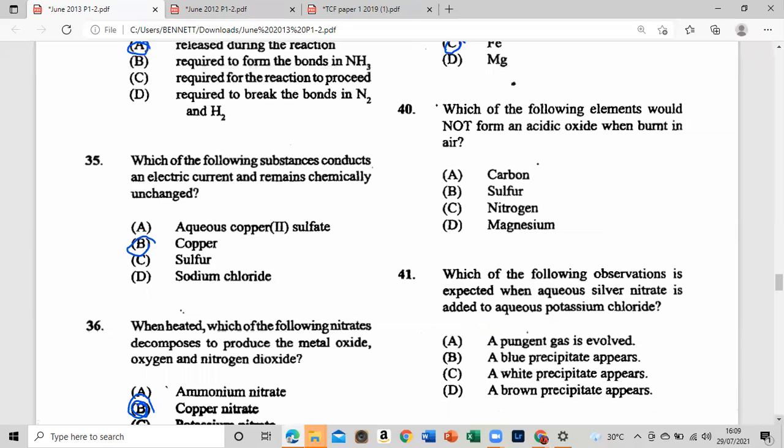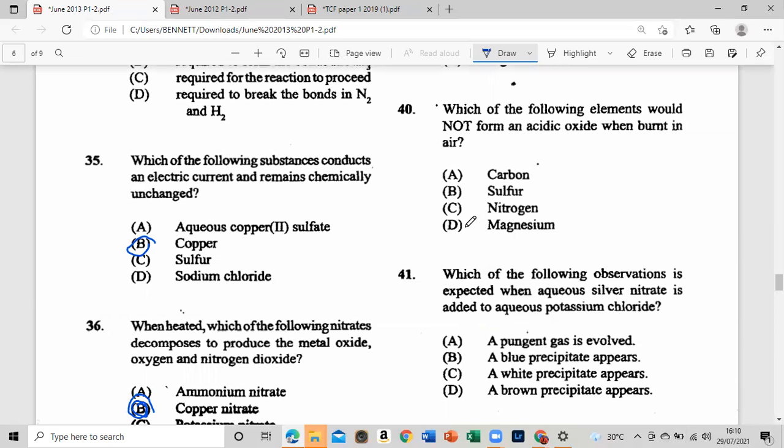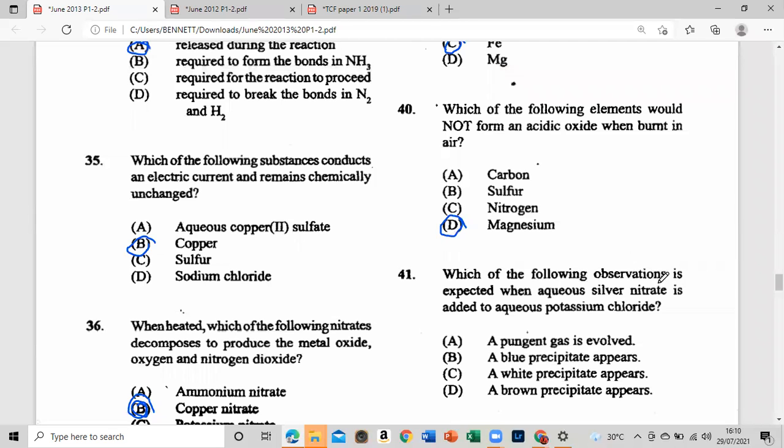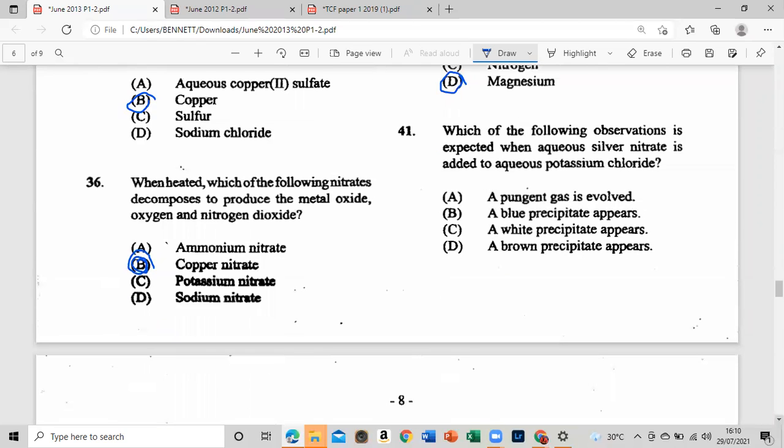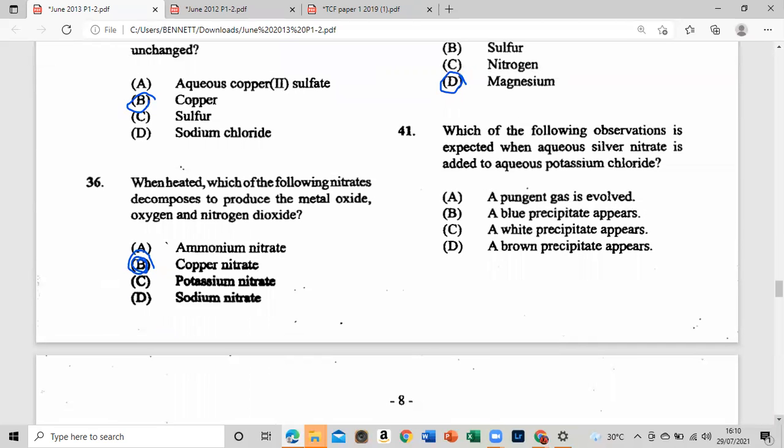Which of the following elements would not form an acidic oxide when burned in air? Is it carbon, sulfur, nitrogen, or magnesium? So we are 2/3 there, guys, and that is magnesium. Watch the X-Men, Magneto. So we're 2/3 there. Number 40, on to 41, we're going on 5.